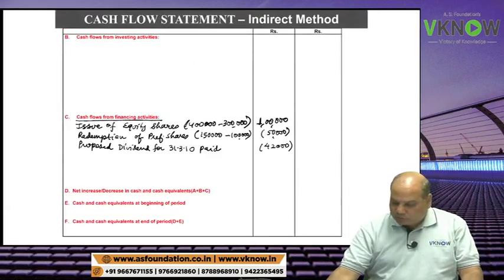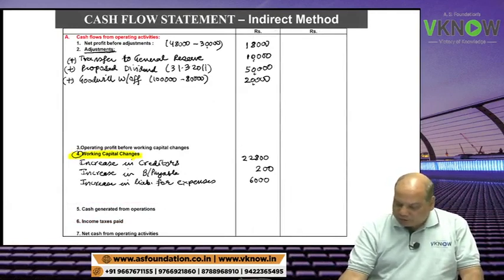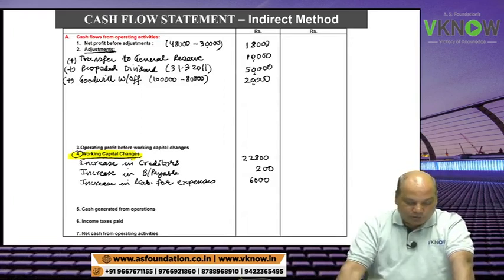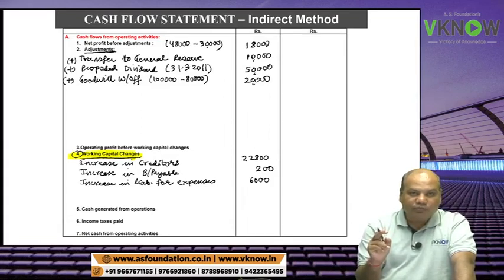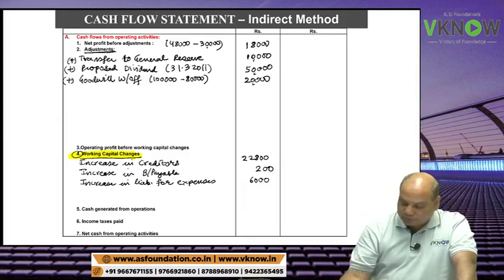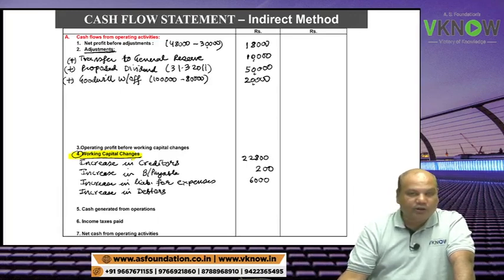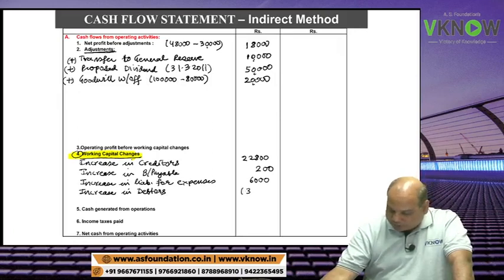Then the student will now come to cash flow from operating activity, working capital changes. In the center, working capital changes, and again keep your calculator ready. Sundry debtor balance was 1,40,000. Now it is 1,70,000. So you will write increase in debtors, working capital changes, increase in debtor. Increase in current asset is a decrease in cash flow. So you will write in bracket here 30,000.